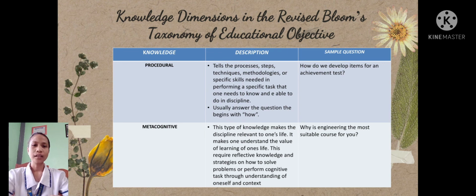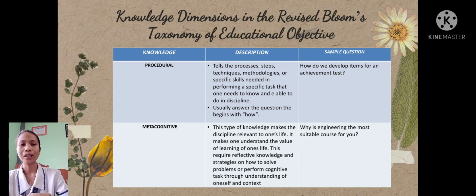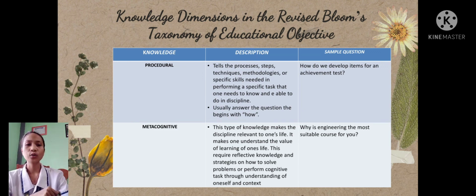The fourth knowledge dimension is metacognitive. This type of knowledge makes the discipline relevant to one's life. It makes one understand the value of learning in someone's life. This requires reflective knowledge and strategies on how to solve problems or perform cognitive tasks through understanding one's text and context. An example is, why is engineering the most suitable course for you?